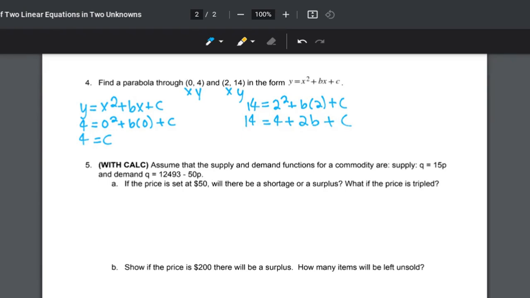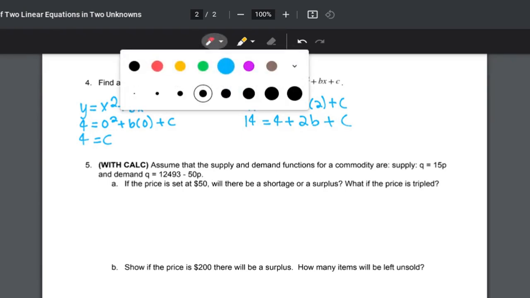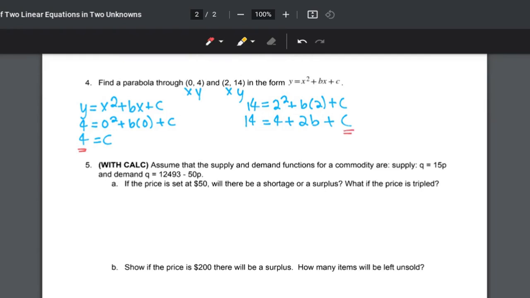But now I know that c is equal to 4, so I can substitute that. So I have 14 equals 4 plus 2b plus 4. And then if I combine my like terms, I have 8, but if I subtract 8 on both sides, I get 6 equals 2b. So b is equal to 3. All right, so my final answer is, what is the equation of the parabola? So that would be y equals x squared plus 3x plus 4.